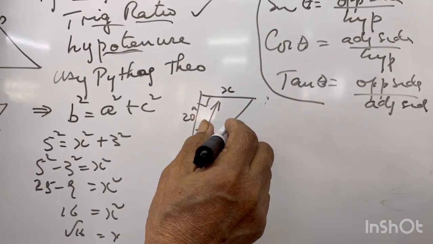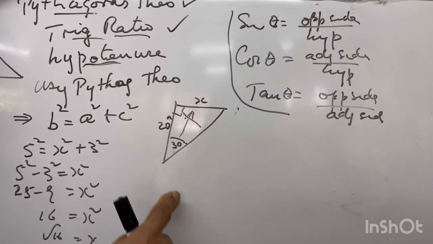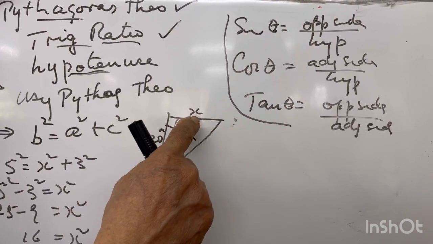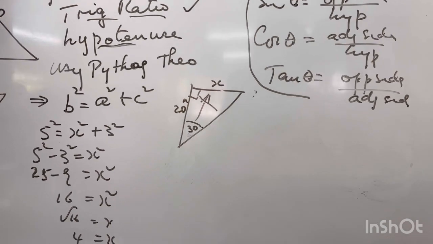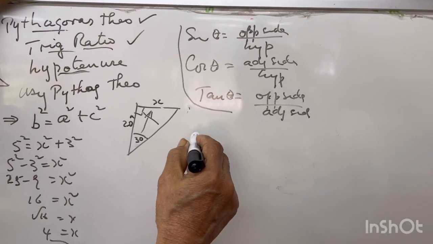What is this to this? Hypotenuse. This is hypotenuse. Am I given hypotenuse? No. So therefore this is adjacent. I'm given opposite, I'm given adjacent. So I can safely say opposite and adjacent is tan.